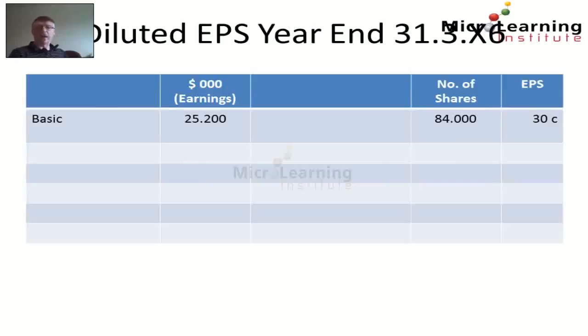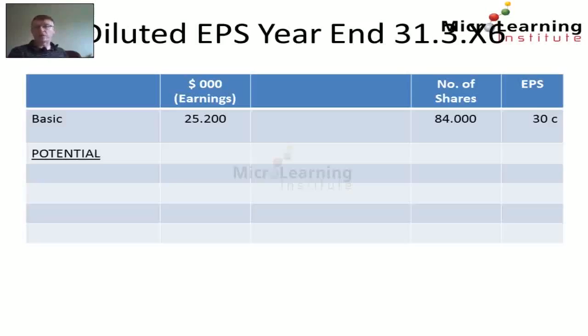Next, we can look now at the diluted earnings per share for the year ended the 31st of March X6. We're told in the question that the earnings for basic are $25.2 million, and the number of shares in circulation, as we know, is 84 million. So the basic earnings per share for the year ended the 31st of March X6 can be calculated at 30 cents in the usual fashion. Now, we have a number of potential shares that may come into circulation, and of course it's these potential shares that give rise to the concept of a diluted earnings per share.